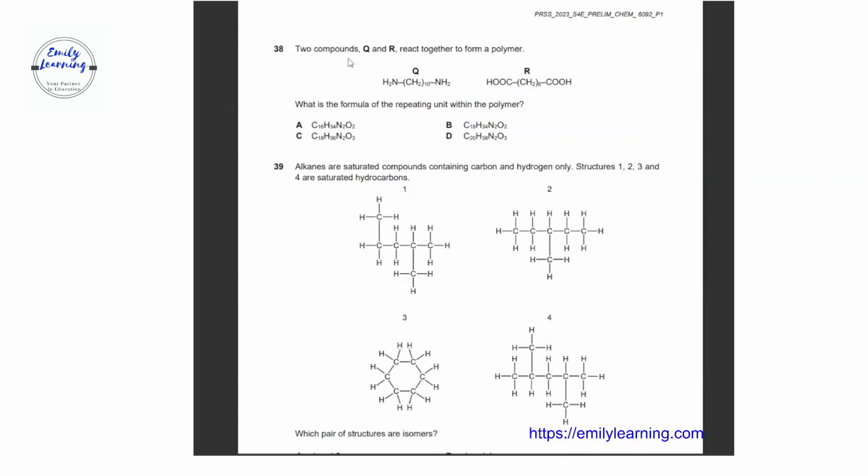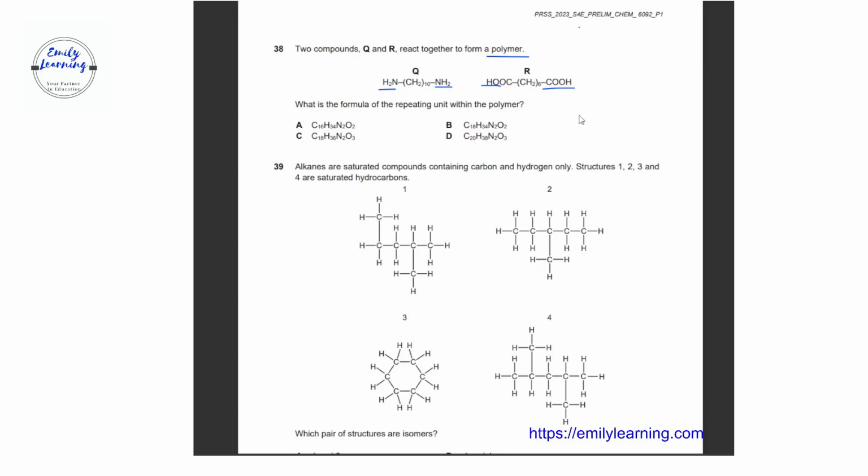Question 38. 2 compounds Q and R react together to form a polymer. So if you have a diamine and a dicarboxylic acid, they will react to form an amide. If it's a polymer, you'll form a polyamide. What is the formula of the repeating unit of the polymer? So to find the repeating unit, you will take H away from the amine, you'll take OH away from your carboxylic acid, and then you join them together.